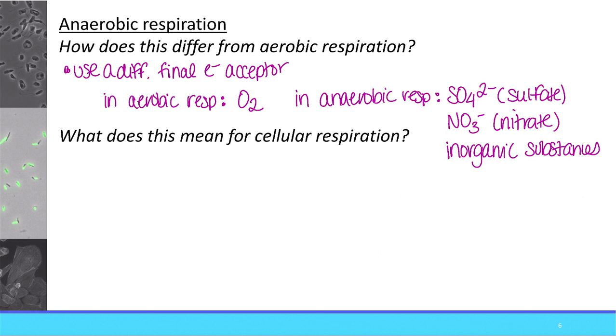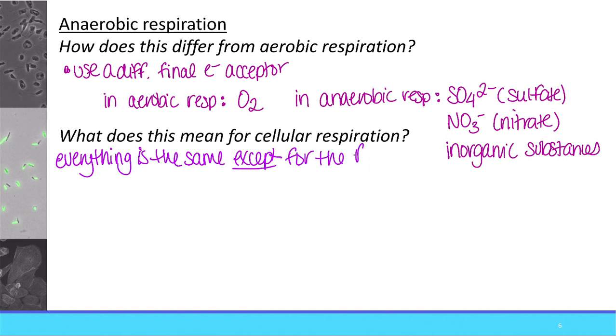Okay, so what does this mean in terms of cellular respiration? We have a different final electron acceptor. Do you think that's really going to affect anything else? The short answer is no. The long answer is it has minor effects, but for the purposes of this class, we can say that everything is the same except for the final electron acceptor.